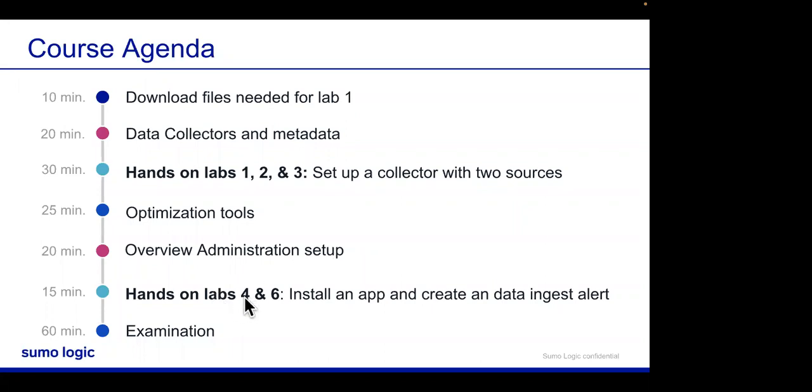In Lab 4, you're going to install 2 applications that tell you information about your environment. There's a data volume app that you can install to see how people are using Sumo and what's going on. There's also an audit app that you can install, and you can see how people are using Sumo as well. And then in Lab 6, we're going to create a data ingestion alert.